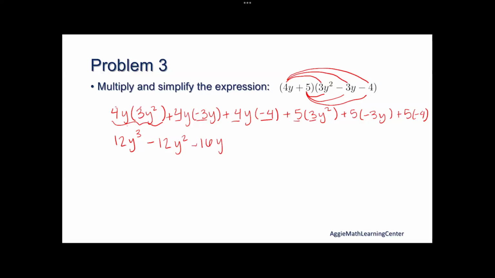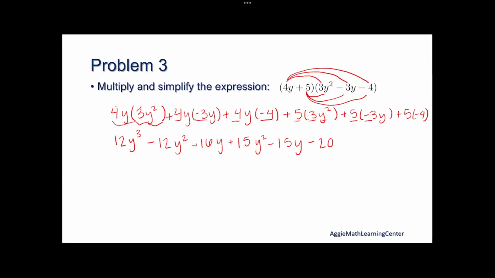This next term we have 5 times 3. So we'll have a 15. And then we only have that one y term, so we'll have y squared. Then 5 times negative 3, so I have negative 15y. And then our last term, we don't have any y's, so it's just 5 times negative 4, which is negative 20. Gorgeous. Okay, so now from this step, where will we simplify?